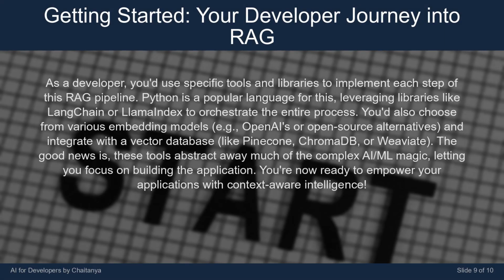As a developer, you'd use specific tools and libraries to implement each step of this RAG pipeline. Python is a popular language for this, leveraging libraries like LangChain or LlamaIndex to orchestrate the entire process. You'd also choose from various embedding models, e.g., OpenAI's or open-source alternatives, and integrate with a vector database, like Pinecone, ChromaDB, or Weaviate. The good news is, these tools abstract away much of the complex AI ML magic, letting you focus on building the application.